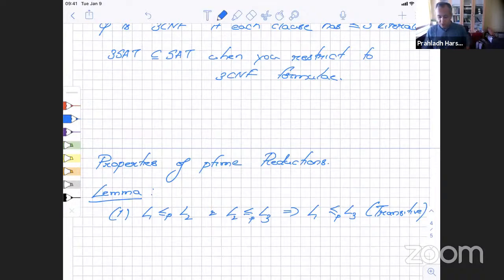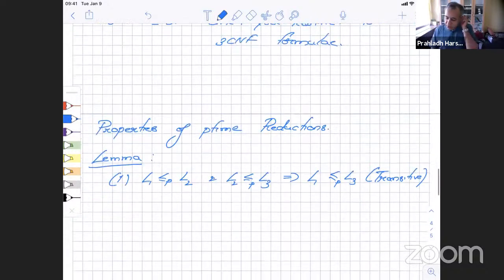You're running the first reduction, taking the output of it, and running the second reduction. So the total time taken is the time taken by the first reduction plus the time taken by the second reduction. But notice the second reduction's input is not the input of the first language. It's already a polynomially long input. So the second reduction is a polynomial of a polynomial, which is still a polynomial. Okay, so that's the first thing. We'll use the transitive nature of polynomial time reductions.